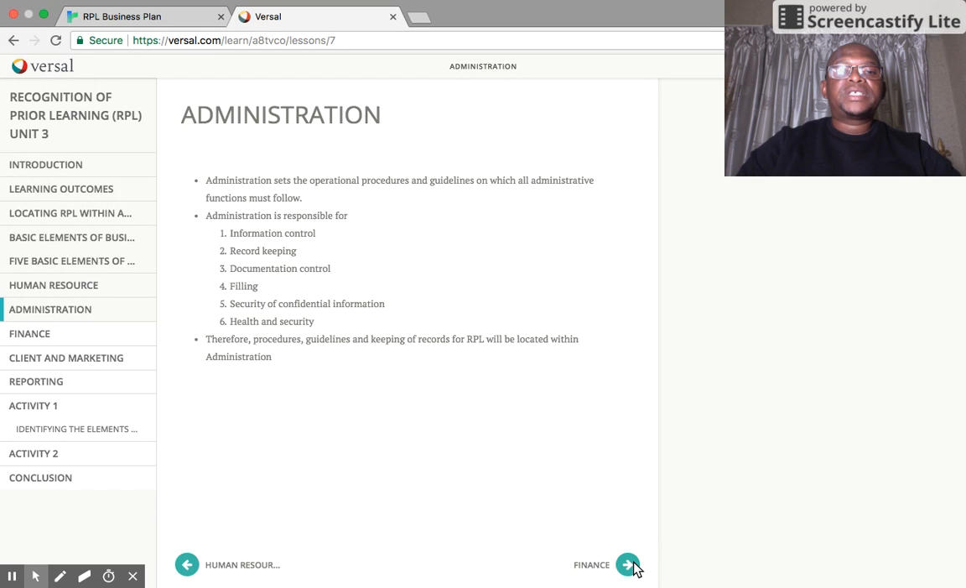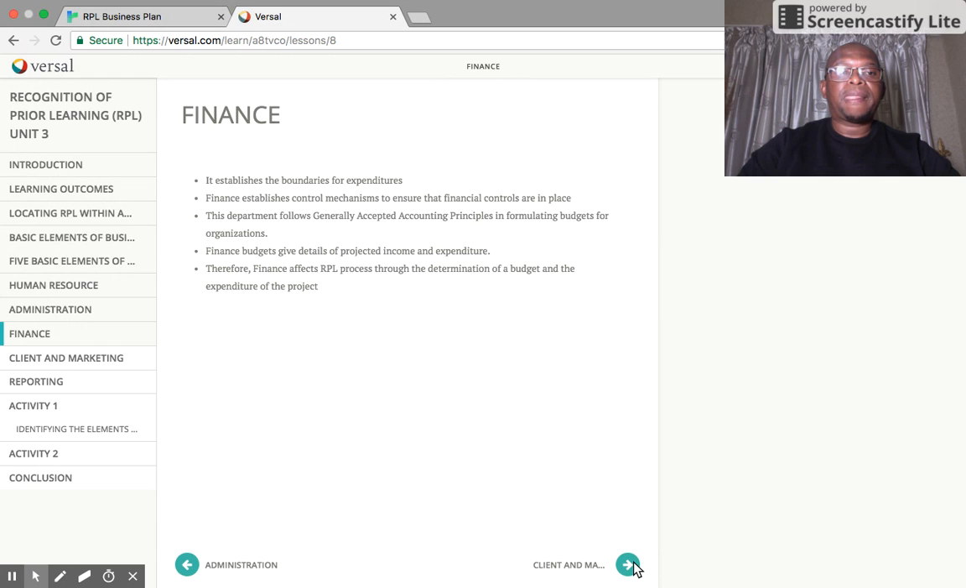Administration sets the operational procedures and guidelines which all administrative functions must follow. Administration is responsible for information control, record keeping, documentation control, filing, security of confidential information, health and security. Therefore, procedures, guidelines, and keeping of records for RPL can be located within the administration unit of your organization.